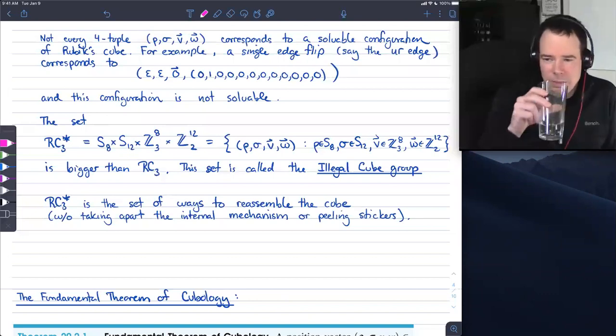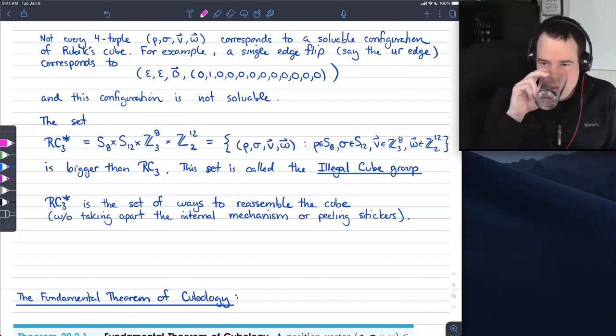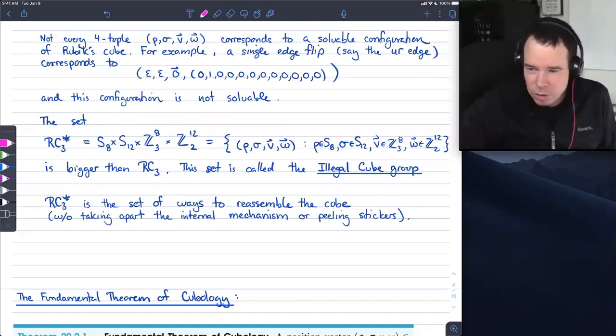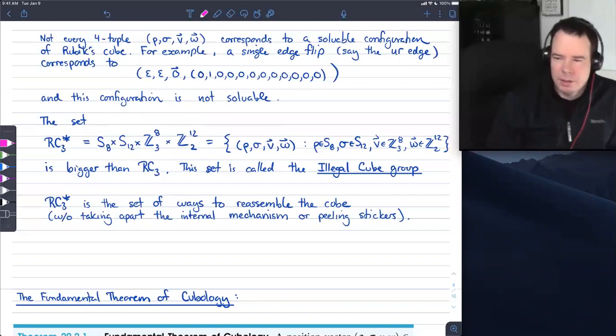For example, we've seen that if we flip a single edge, then that's not solvable. So a single edge, let's say it's the second edge QB, the one in the upright position, then this would be what the corresponding position vector would look like. Nothing would be permuted. Edges and corners are back where they started from, so identity, identity. Corners haven't been twisted at all, so that's just a zero vector. Only one edge got flipped, the second one, so there's a 1 in the second position and zeros everywhere else. And we know that this isn't a solvable configuration because you can't flip a single edge.